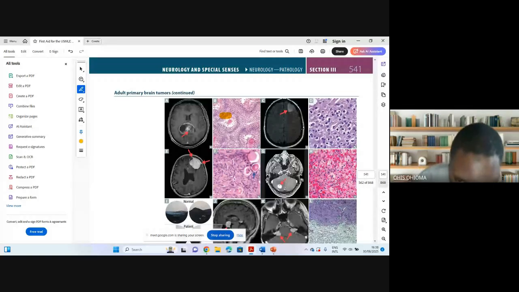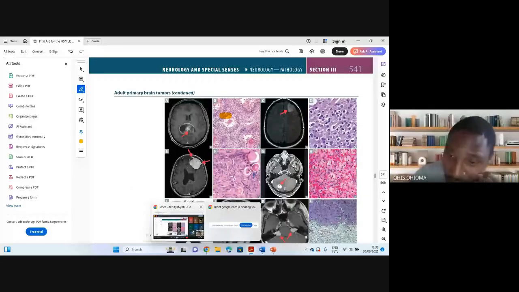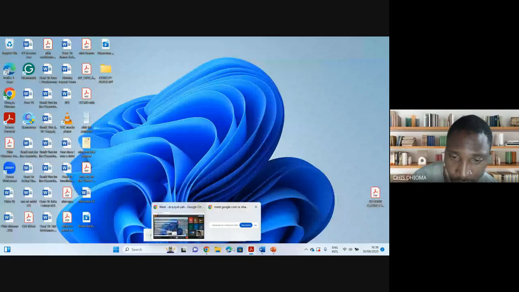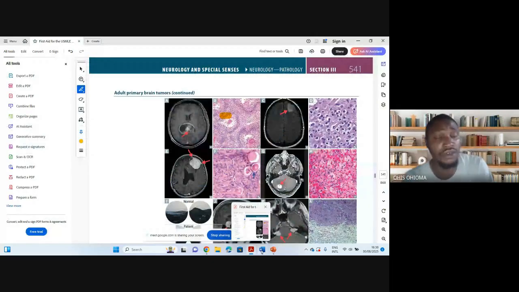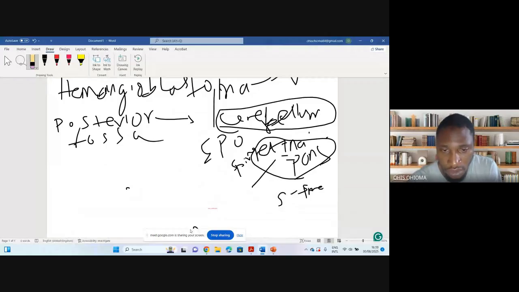Okay. So let me continue. Do you have any questions as regards hemangioblastoma? Okay, so let me go on. After hemangioblastoma, the last 2 we're going to talk about are the schwannoma, and then the pituitary adenoma, but I don't know why I've spent so much time there because it's pretty much easy to figure out. So we have a schwannoma.